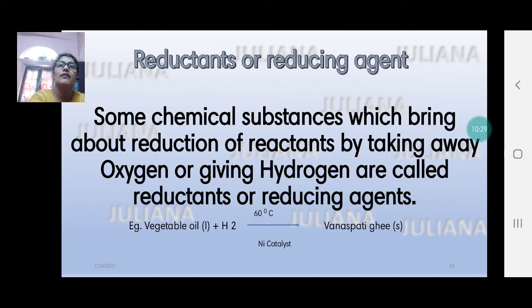For example, here vegetable oil is reduced by a reducing agent where nickel acts as a catalyst. So hydrogen is the reducing agent here. Nickel acts as a catalyst to speed up the reaction, and the vegetable oil gets converted into vegetable ghee, which we normally call dalda. So this is how reductants normally supply hydrogen or remove the oxygen.